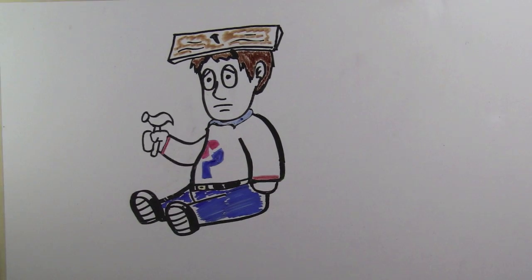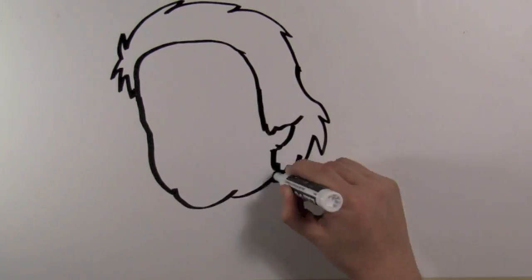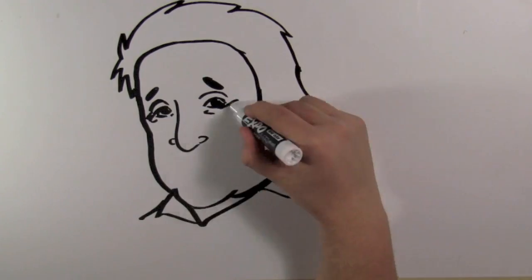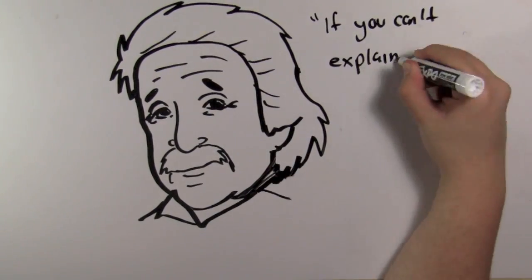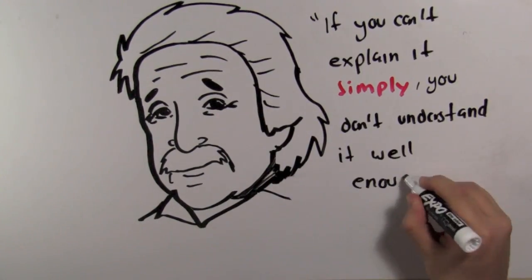Joe, you getting this? Perhaps an analogy would help Joe understand diffusion better. As Einstein may have once said, if you can't explain it simply, you don't understand it well enough.